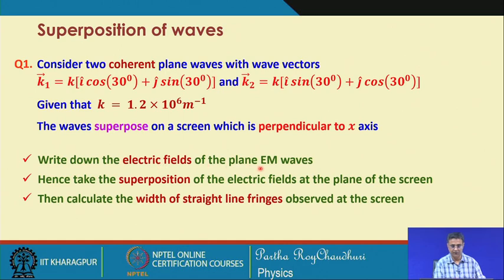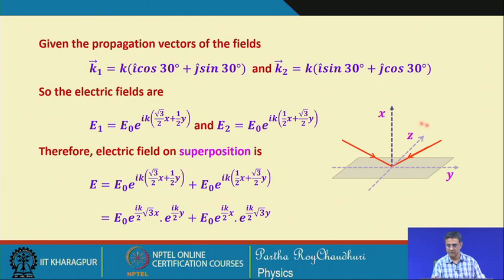Write down the electric field of the plane electromagnetic waves, hence take the superposition of the electric fields at the plane of the screen. Then let us calculate the width of the straight line fringes which will be observed at the screen. So, to do this, let us look at the configuration of the electromagnetic waves. k 1 will constitute this, because this is i cosine 30 degrees and j sin 30 degrees, and k 2. So, they will actually look like this. These are the two waves which are meeting on the screen at this point, and let us consider this is the origin of the coordinate system.